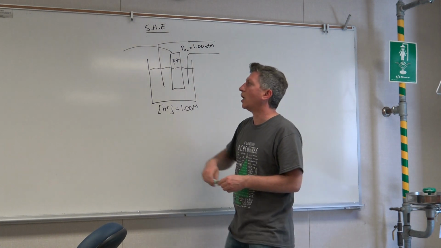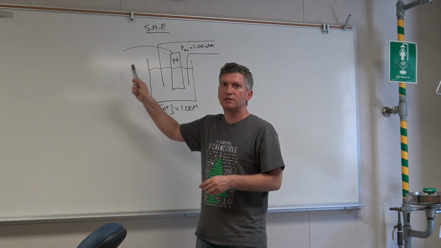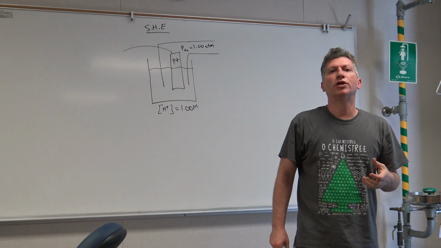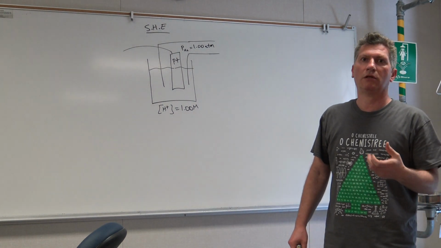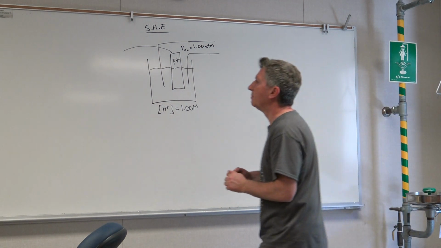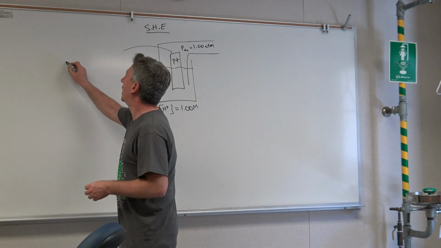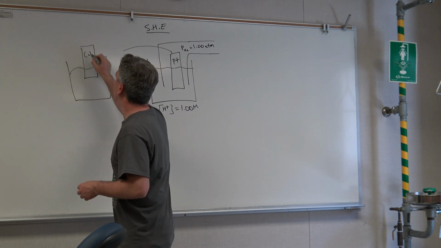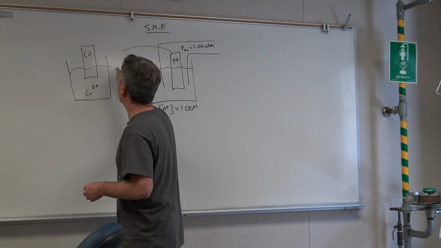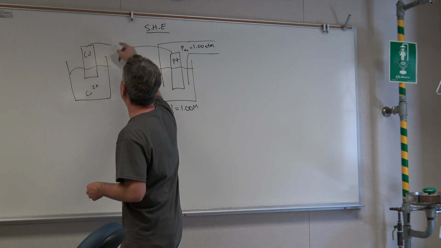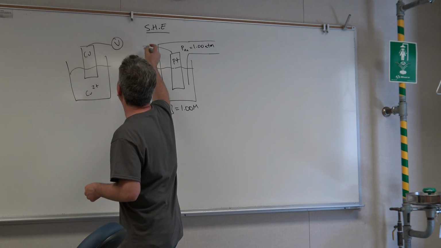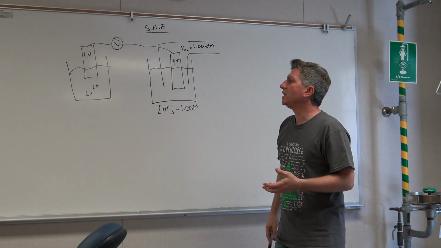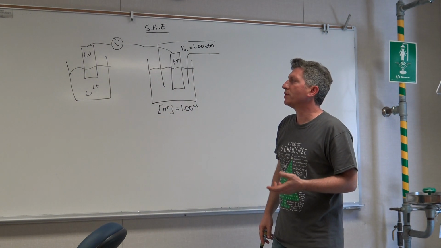And then we connect other half cells to this under standard conditions. And we put a voltmeter there to measure the voltage, the electrical potential difference. So for example, if I were to put a copper 2 half cell here and hook it up to this one with a voltmeter, the voltmeter would read positive 0.337.